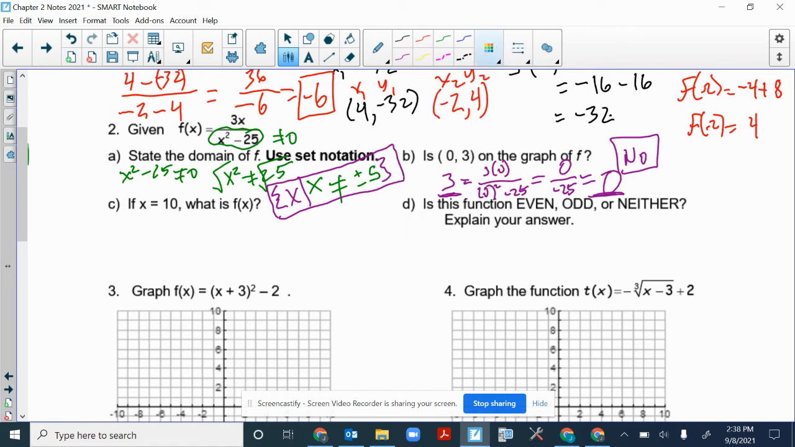All right, and then moving right along to part C. Part C, it's telling us x equals 10. So what's f of x? So substitute in 10 for x. And then we'll simplify. So 3 times 10 is 30. 10 squared is 100. 100 minus 25 is 75. 30 over 75 does simplify. Divide both by 5.